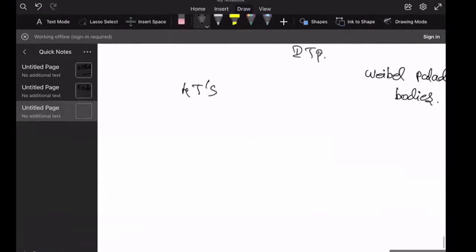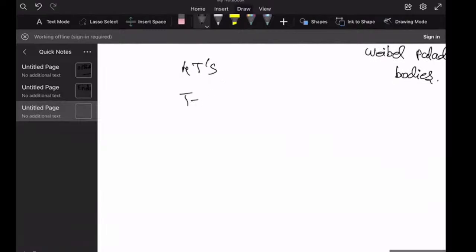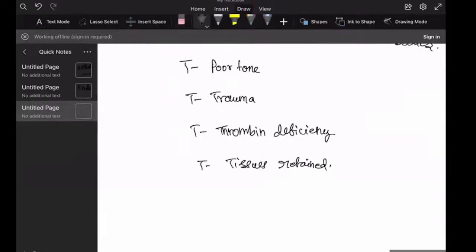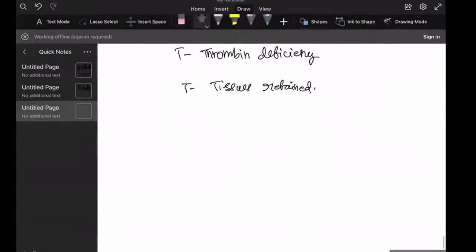There are 4 T's for postpartum hemorrhage: poor tone, trauma, thrombin deficiency, and if the tissues are retained. Causes for PPH. Primary is within the first 24 hours of delivery. Secondary is more than 24 hours till 12 weeks.